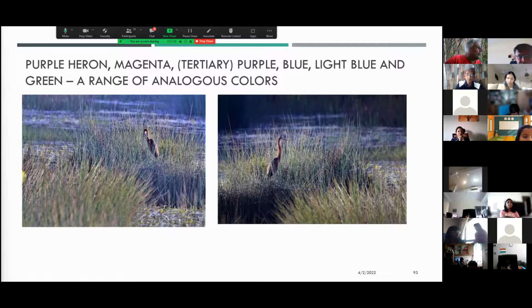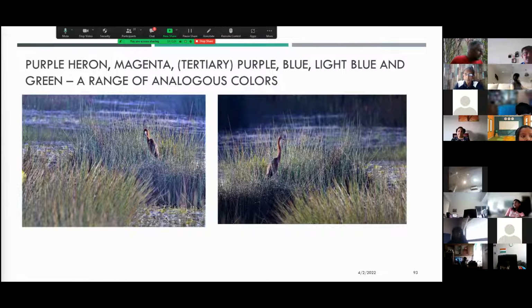So here's another example of the same place, the wetlands. I saw a purple heron. Again, I used those colors next to each other in the color harmony: a magenta, which is a tertiary color, purple, blue, light blue, and green. So we see a range of analogous colors, and we try to make a harmony of that. Okay, so that's the two types of harmony.